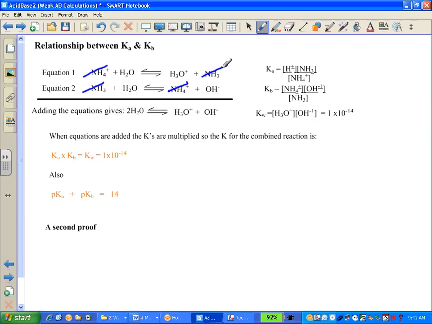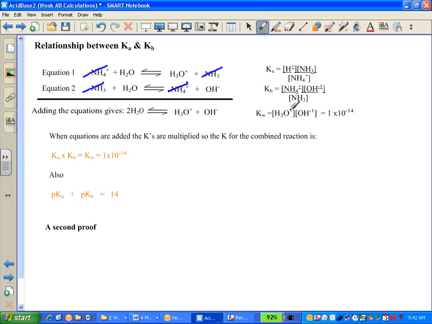And what we're left with when we've got these two water molecules is 2H2O in equilibrium with H3O plus and OH minus. So this equilibrium has its own equilibrium law, which is H3O plus times OH minus. And hopefully you recognize that as Kw. So this reaction is the dissociation of water. And we learned in the last lesson that the equilibrium law for this is a special one called Kw.